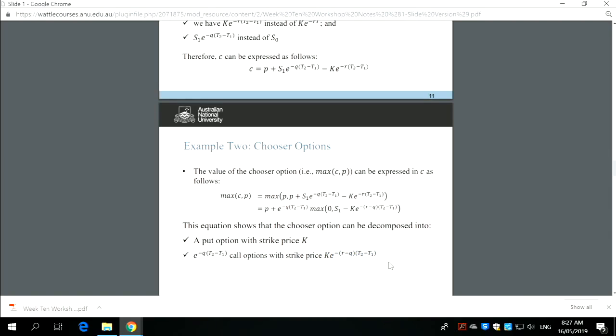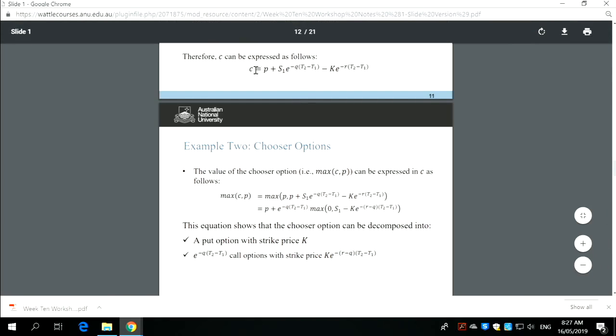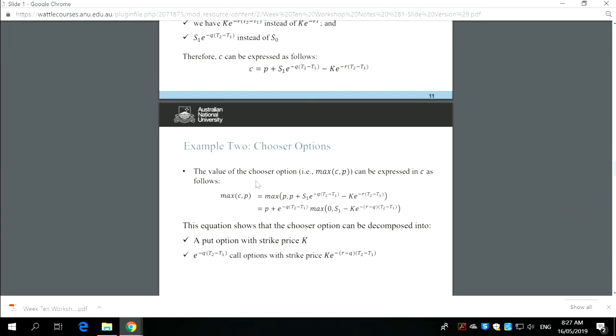Okay, so pretty similar to part 1. It's just that this time we express C in this equation here. Then we substitute into the chooser option payoff function. Any question with the chooser option? All right.